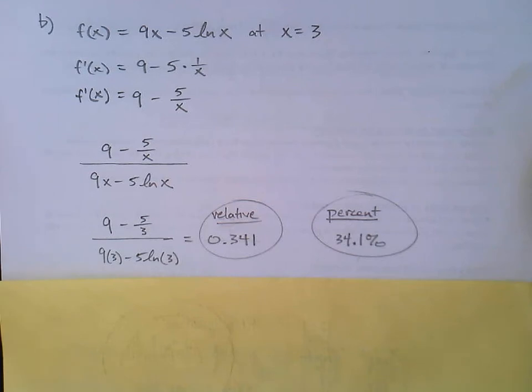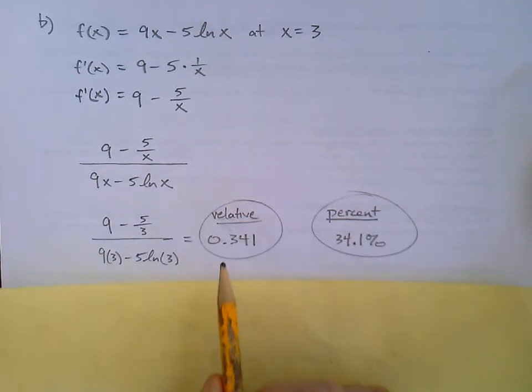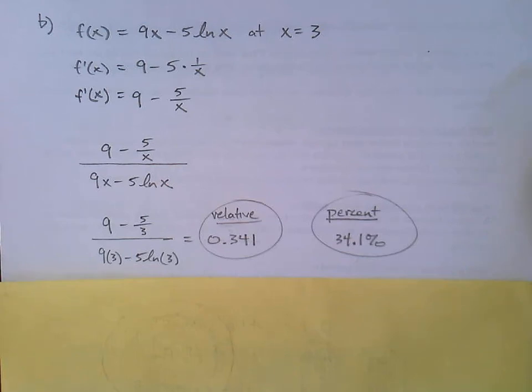and there you go. The relative rate of change here, 0.341, which would mean the percent rate of change, well, just multiply by 100, 34.1%. And that relative rate of change has definitely been rounded. No question about it there. 3 decimal places is pretty good. All right.